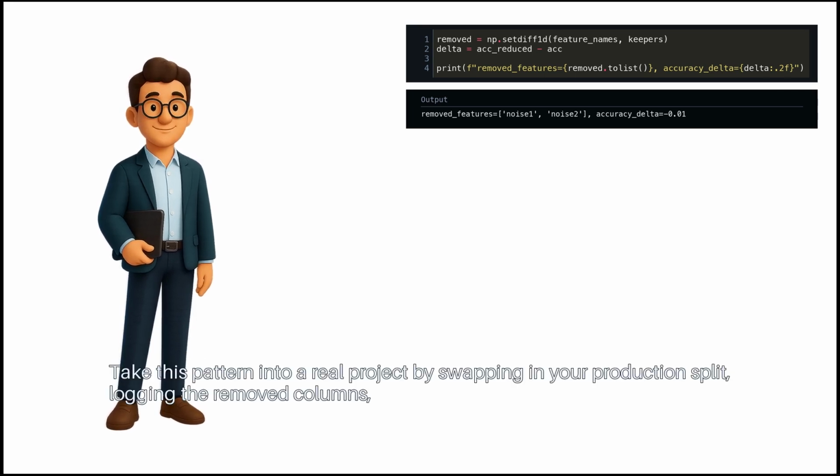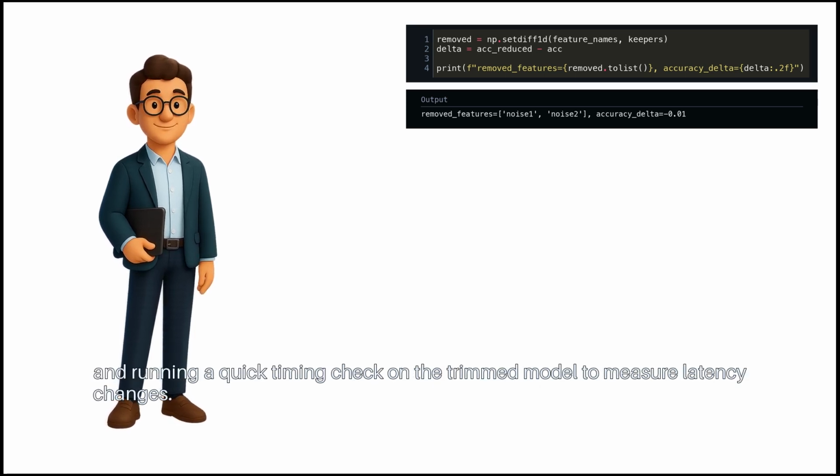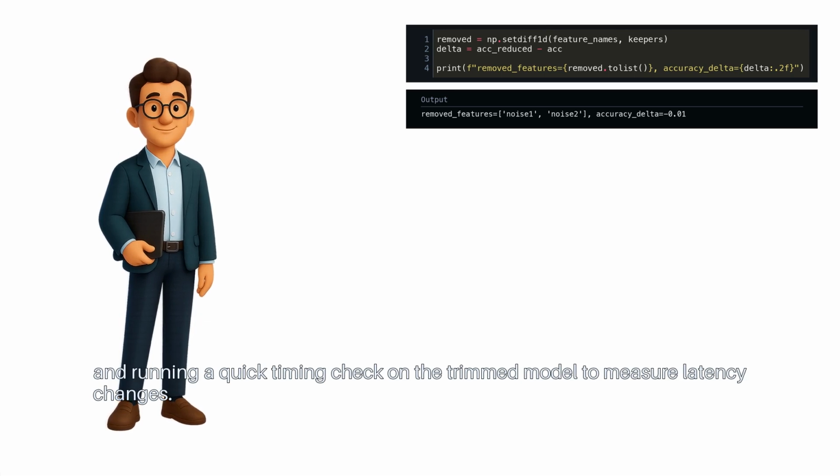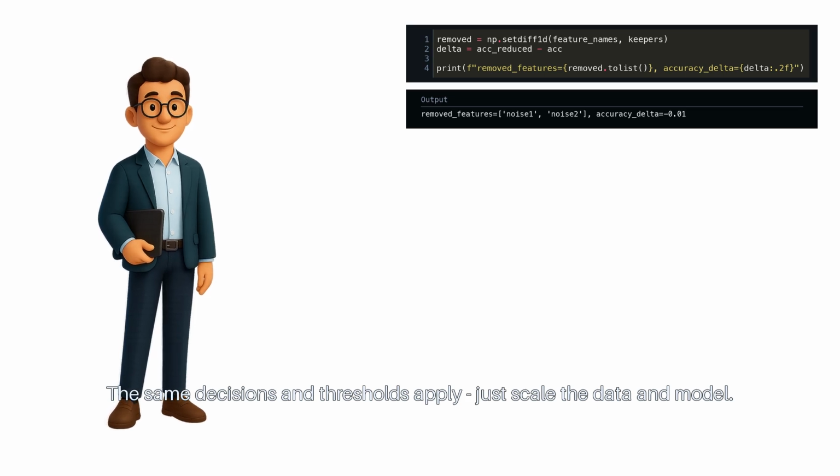Take this pattern into a real project by swapping in your production split, logging the removed columns, and running a quick timing check on the trimmed model to measure latency changes. The same decisions and thresholds apply. Just scale the data and model.